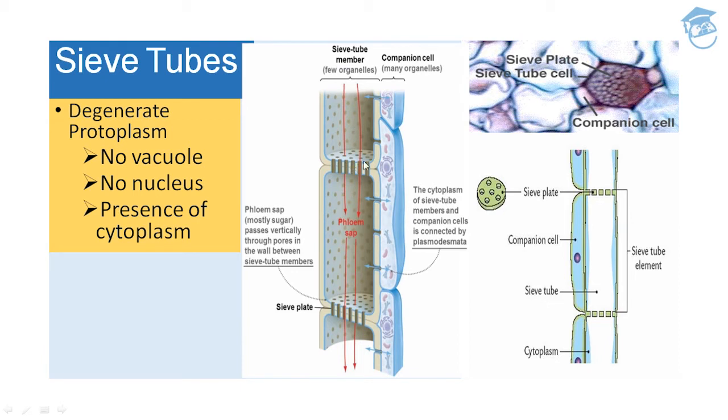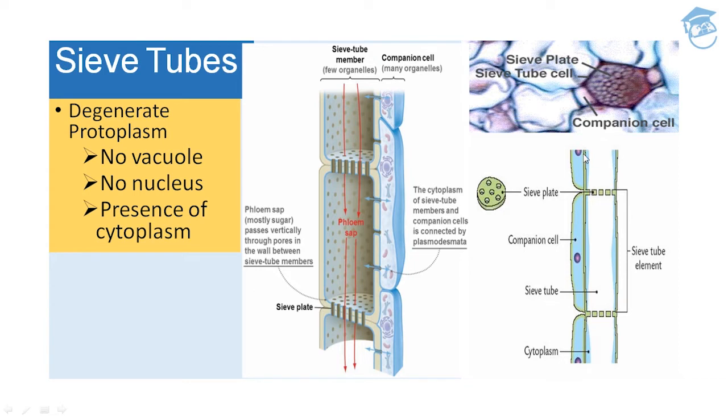And this is the sieve plate which has pores in it, and this phloem sap moves in the bidirectional way. Phloem sap, which is mostly sugar or sucrose, passes vertically through pores in the wall between sieve tube members. I hope it is clear to you now. Let's see the zoom view of it.